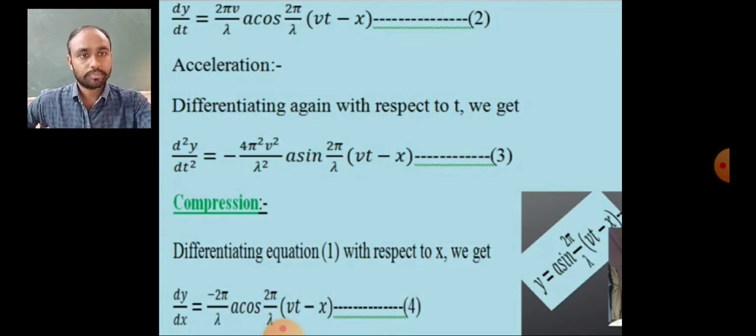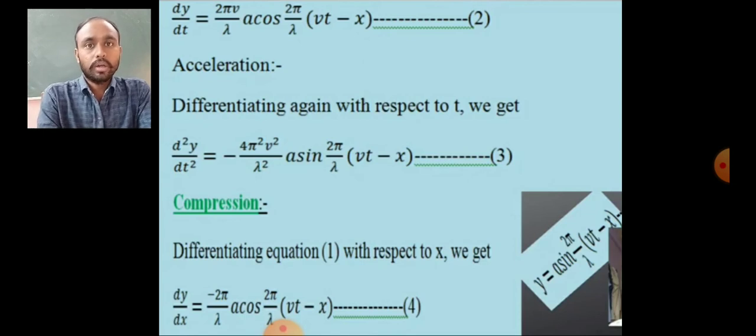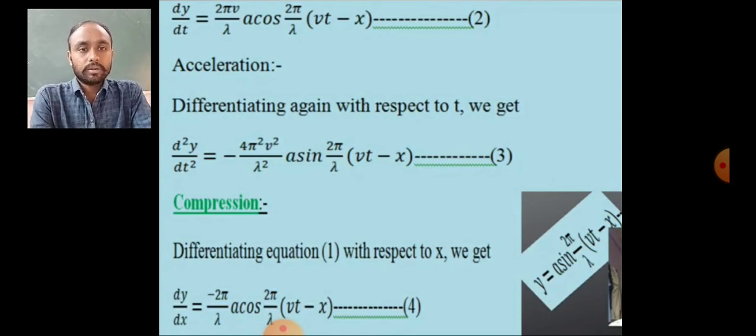Right? Equation number 4. Very simple, these derivatives are not so complicated, but I have ignored one step, right? You can elaborate yourself, and if you have any doubt regarding these videos you can post in the comment box, right?